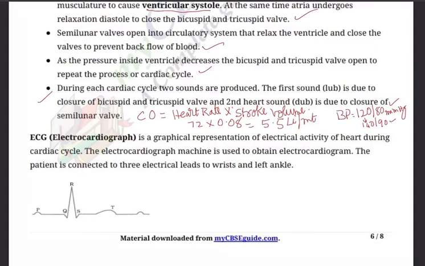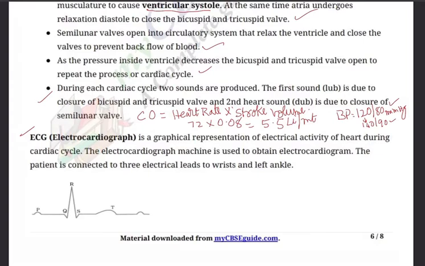Now in this session we are going to talk about what will happen in case we are not able to maintain health. What are the various disorders that will come in body fluids and circulation, and how to detect them, if there is any abnormality? One of the best methods to detect abnormality in the functioning of the heart is ECG. Most of you are already familiar with this word ECG, the expansion being electrocardiograph. It is a graphical representation of the electrical activity of the heart during the cardiac cycle. The electrocardiograph machine is used to obtain the electrocardiogram.